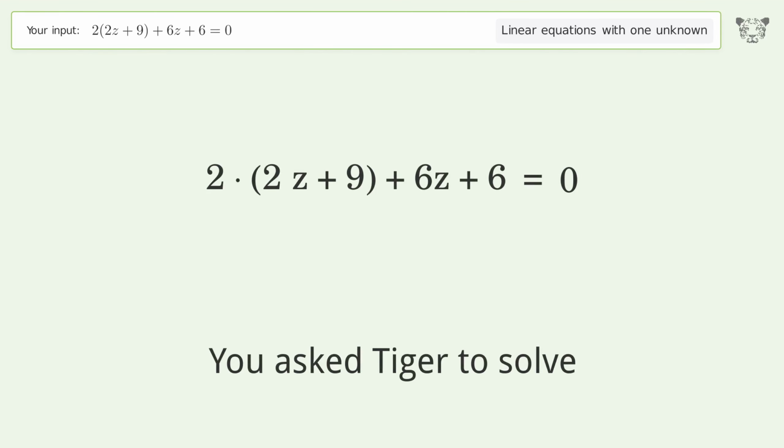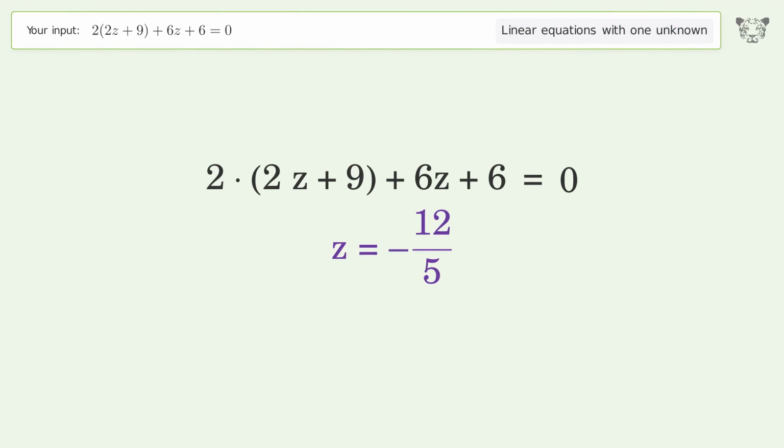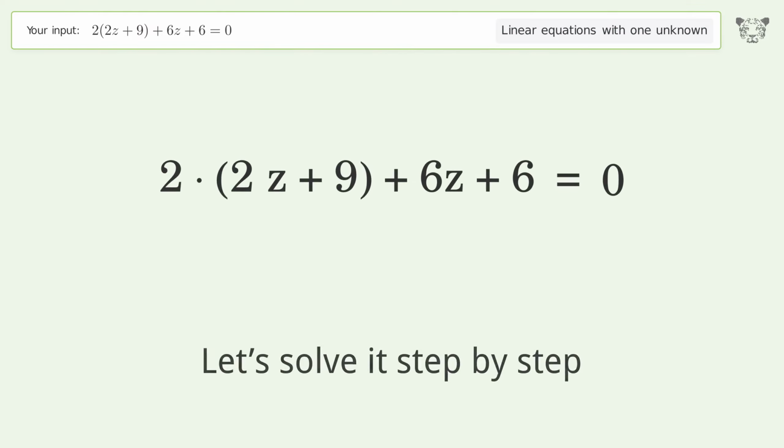You ask Tiger to solve. This deals with linear equations with one unknown. The final result is z equals -12/5. Let's solve it step by step.